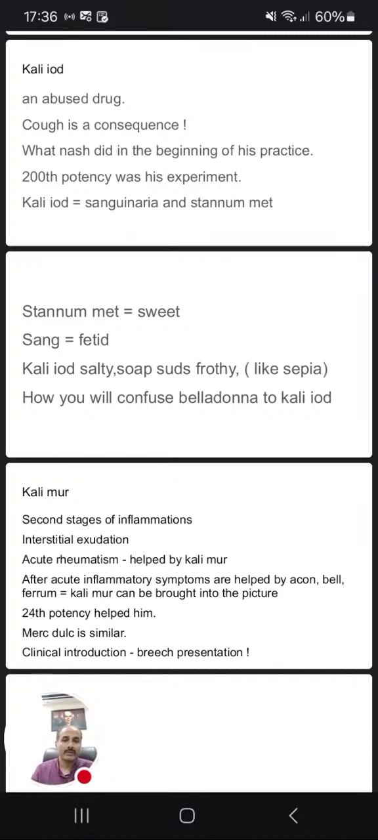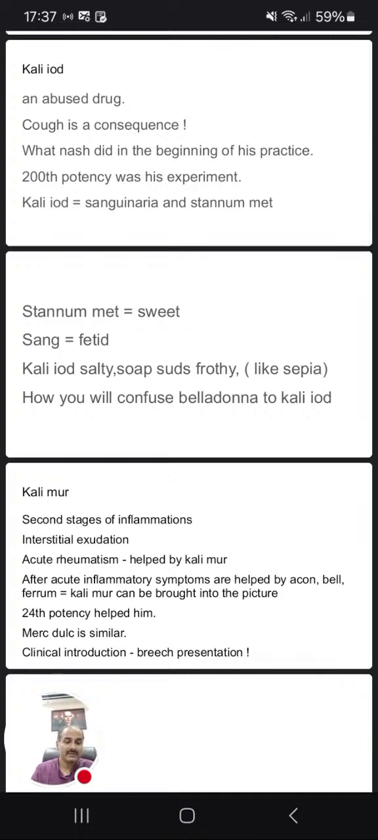So Kali mur, he gives that this is a remedy which he used to prescribe in the 24th potency. Can you imagine? We all fear 200 potency, 30 potency, but he used to prescribe in the 24th potency. In fact, he used to make medicines on his own at times to potentize them. So he had used Kali mur in the 6th and the 12th potencies, but in some cases he didn't find good results. That's where he progressed into 24th and 30th potency and he found good results.